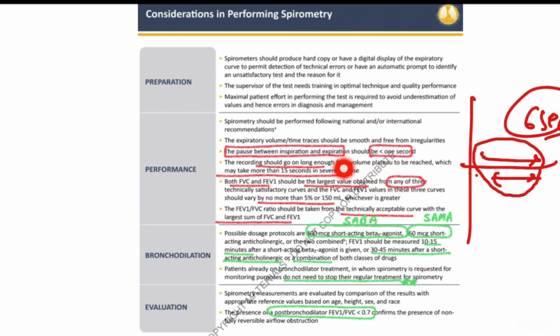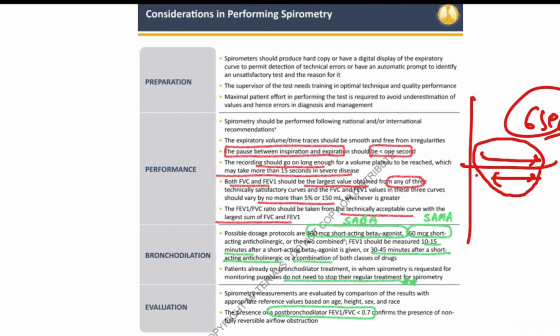Both FVC and FEV1 should be the largest values obtained from any of three technically satisfactory curves, and the FVC and FEV1 values in these three curves should not vary by more than 5% or 150 ml, whichever is greater. They are telling that these three findings should be almost similar, not varying more than 5% or 150 ml in their values. Of these we have to take the greater value. The FEV1/FVC ratio should be taken from the technically acceptable curve with the largest sum of FVC and FEV1.